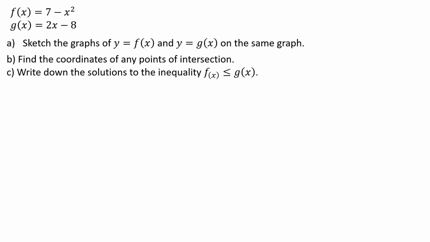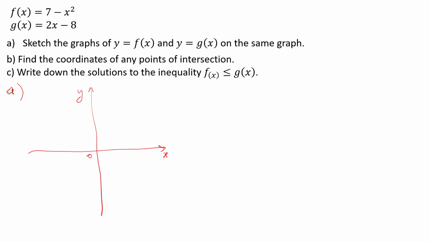f(x) equals 7 minus x squared, g(x) equals 2x minus 8. We have two equations. The first one is quadratic. The second one is the linear straight line. So the first question, sketch the graph y equals f(x) and y equals g(x) on the same graph. So first part, get the graph, origin, x-axis, y-axis. First one is a quadratic.